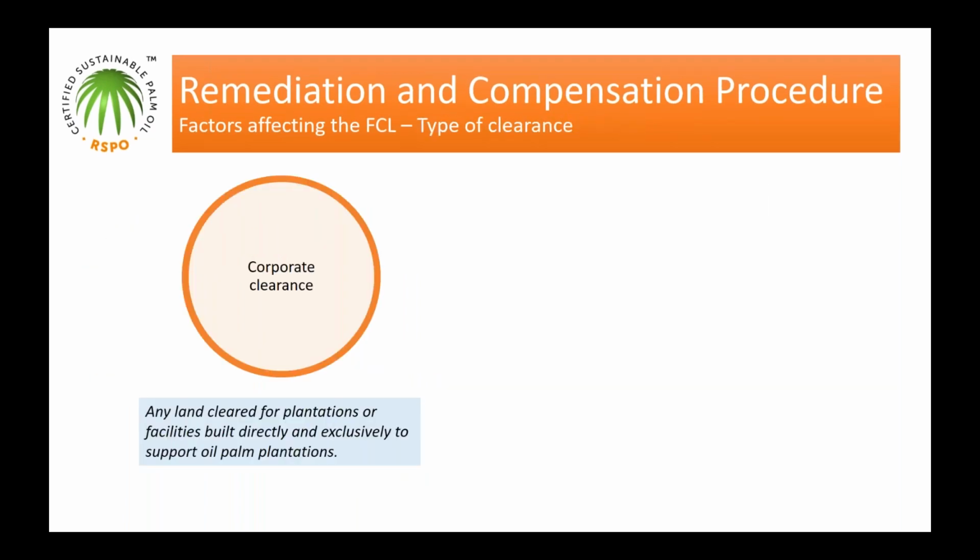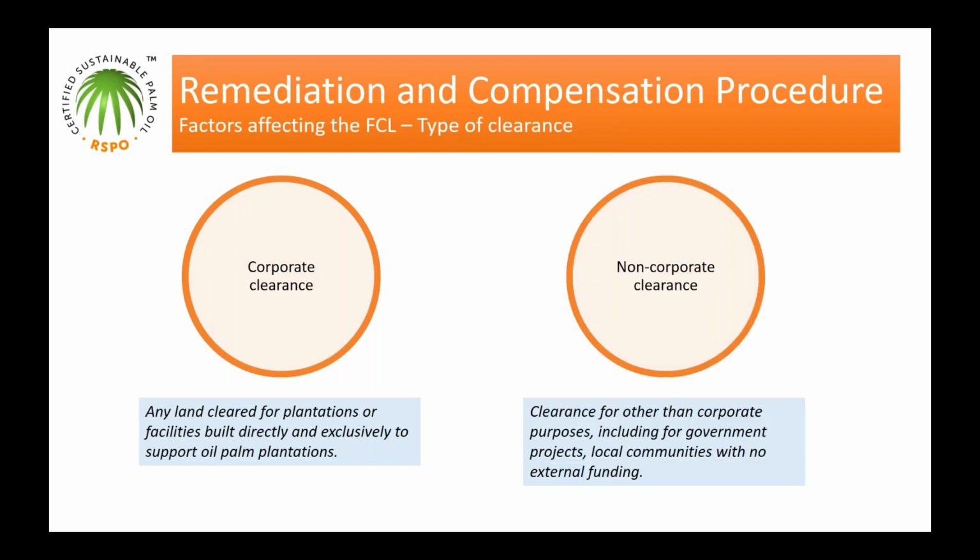And then the final factor will be the type of clearance. Corporate clearance is identified as any land cleared for plantations or facilities built directly and exclusively to support oil palm plantation. The non-corporate clearance is clearance for other than corporate purposes, including government projects, local communities with no external funding. Companies are not expected to compensate for non-corporate clearance.